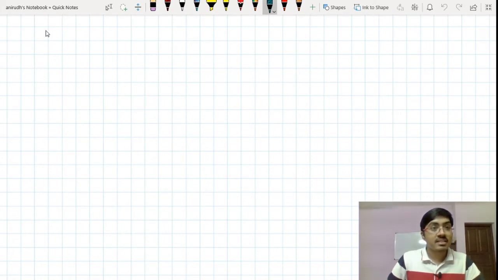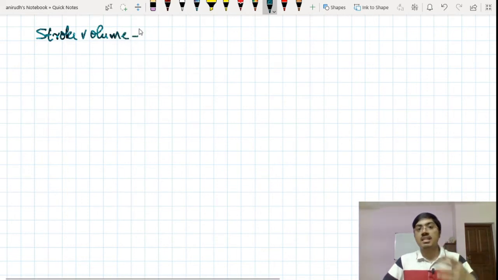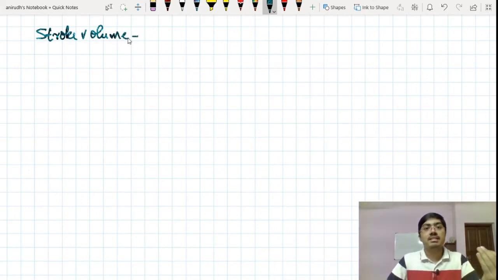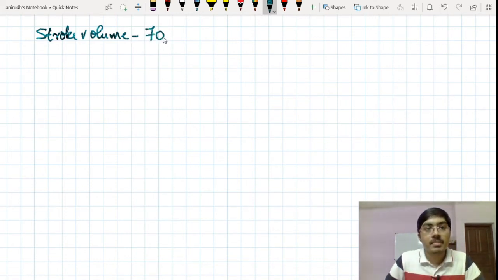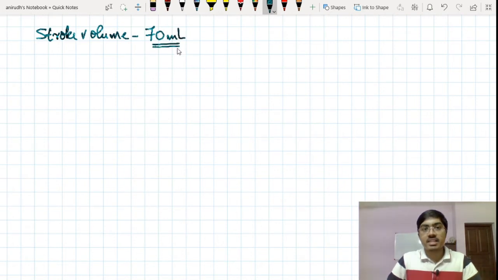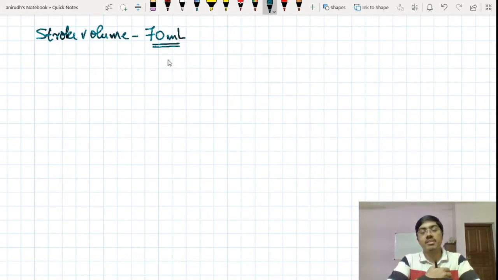So guys, we were discussing the concept of stroke volume, right? This is the amount of blood that is pumped out of each ventricle in one cardiac cycle, in one ventricular contraction. That is 70 ml. So that means 70 ml of blood will go from the right ventricle into the pulmonary artery and from the left ventricle into the aorta. Each of them will be 70 ml. This is an important point to remember.